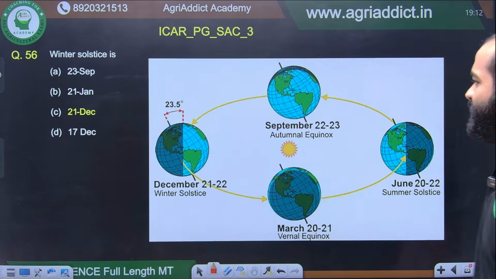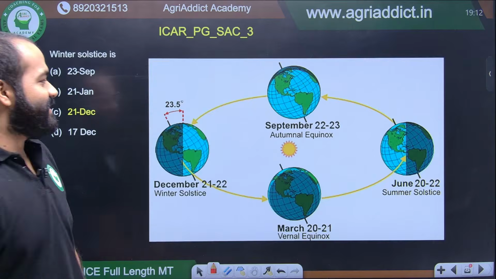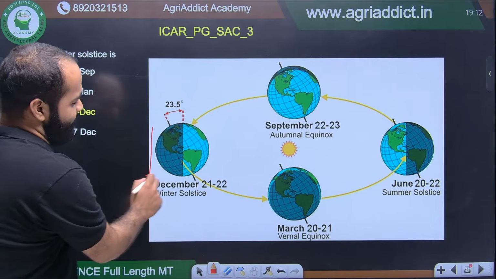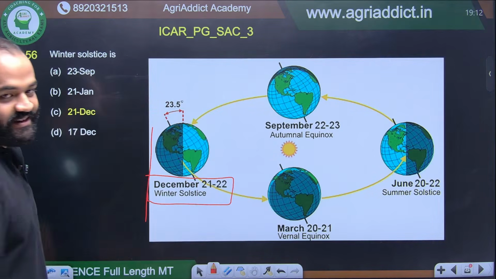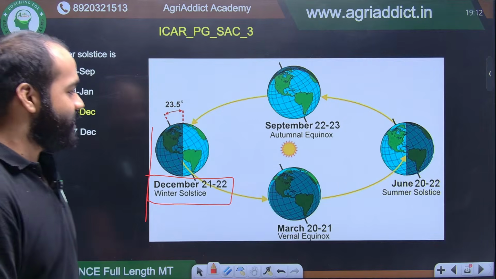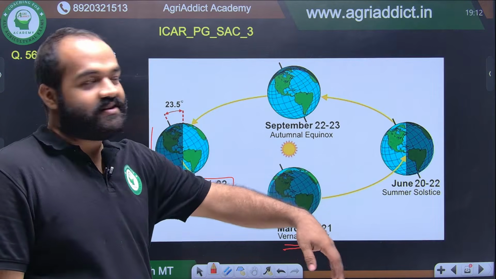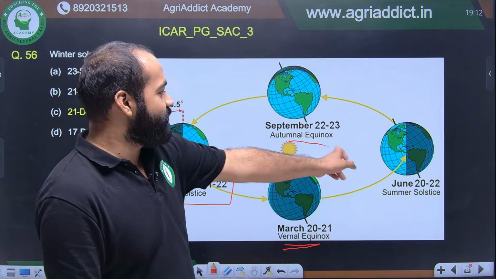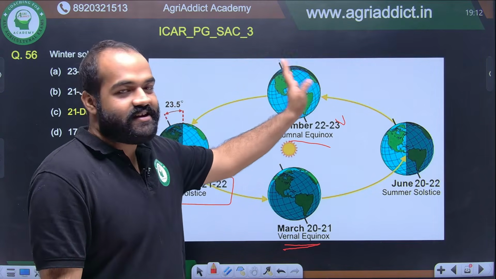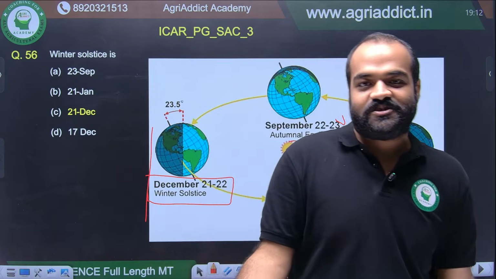This is very known phenomenon, right? This is class 7, class 8 geography only. December 21 is winter solstice. That is the longest night and the shortest day in the northern hemisphere. March 21 is the vernal equinox, that is day and night is equal. September is the autumnal equinox, September 23, that is day and night equal. And June 21 is summer solstice, that is longest day and the shortest night.